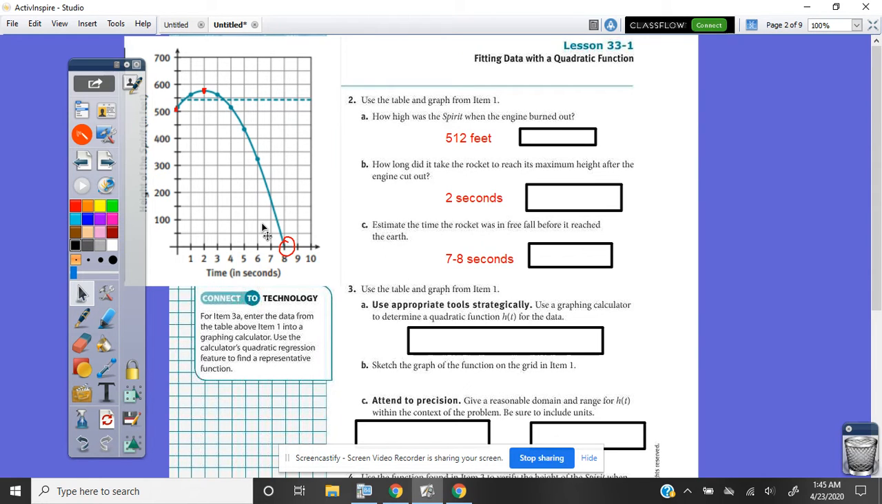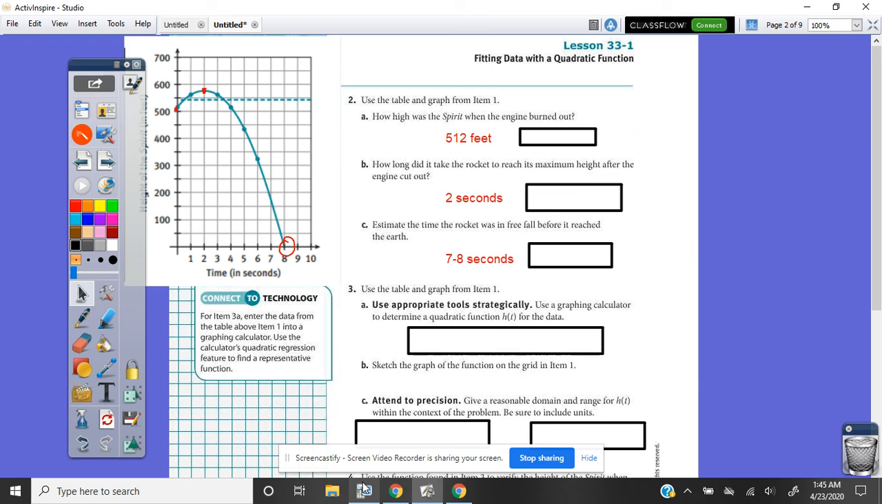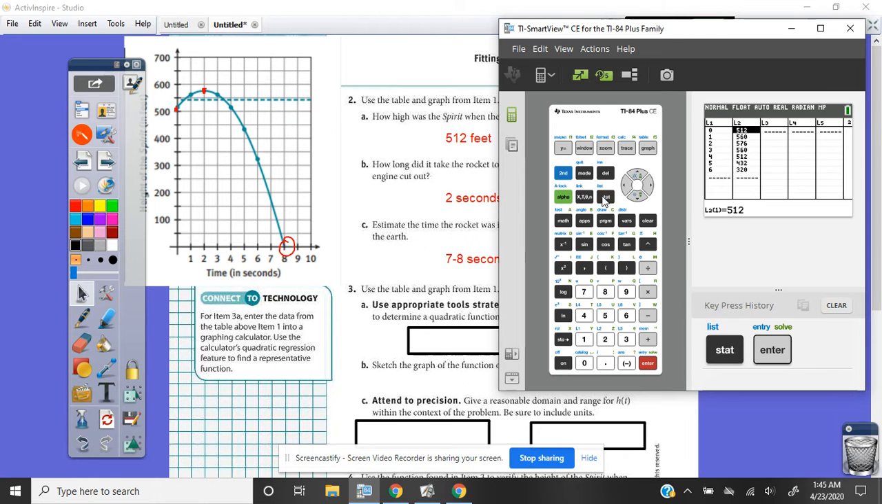All right, so use the graphing calculator to determine a quadratic function for the data. If you remember, to find the quadratic function, we need our quadratic regression. The first thing we're going to do is type in our points from our table. So we go to Stat. I'm going to leave it on Edit. I've already got my points typed in here. You need to make sure they say L1 and L2. L1 is just your times, from 0 to 6. And L2 was the height, so 512, 560, etc.